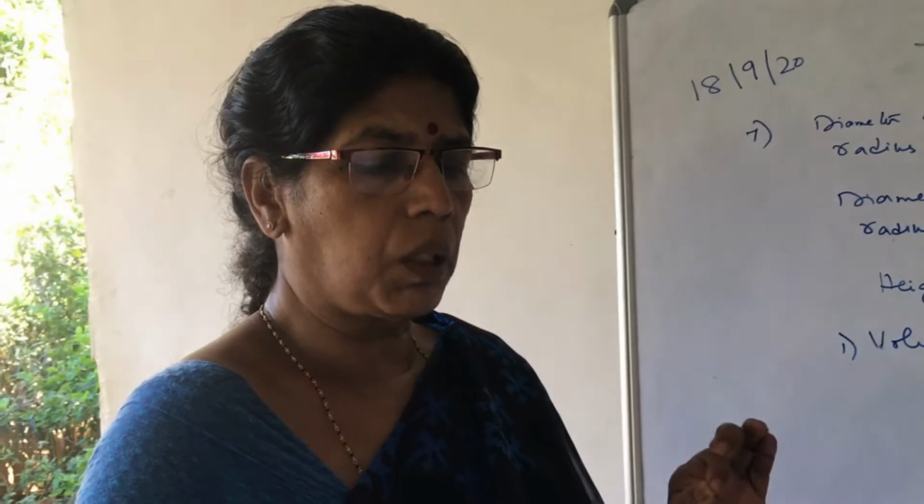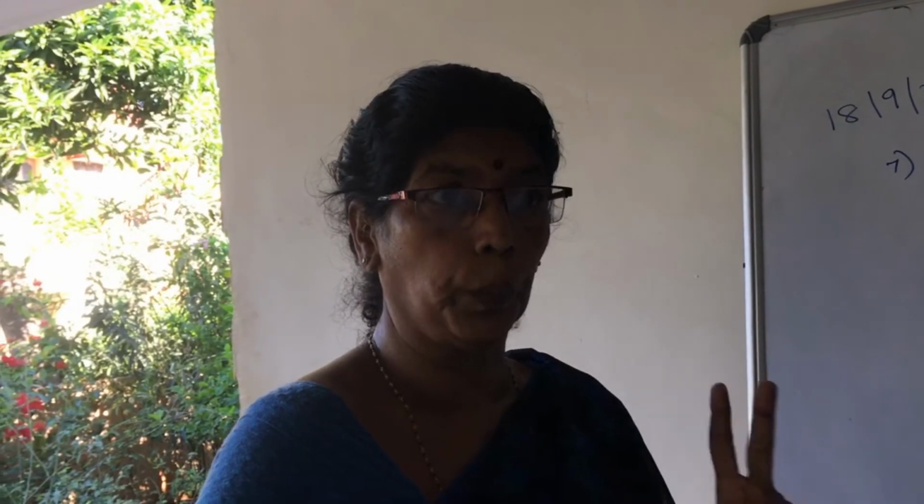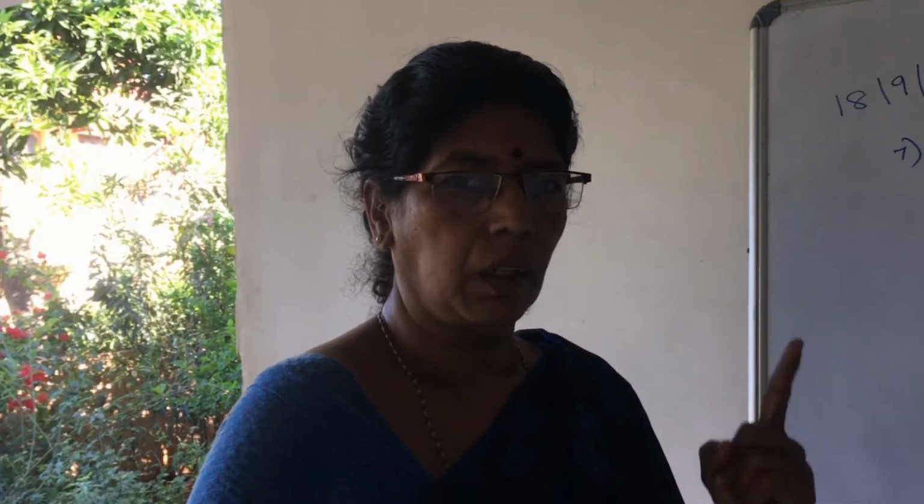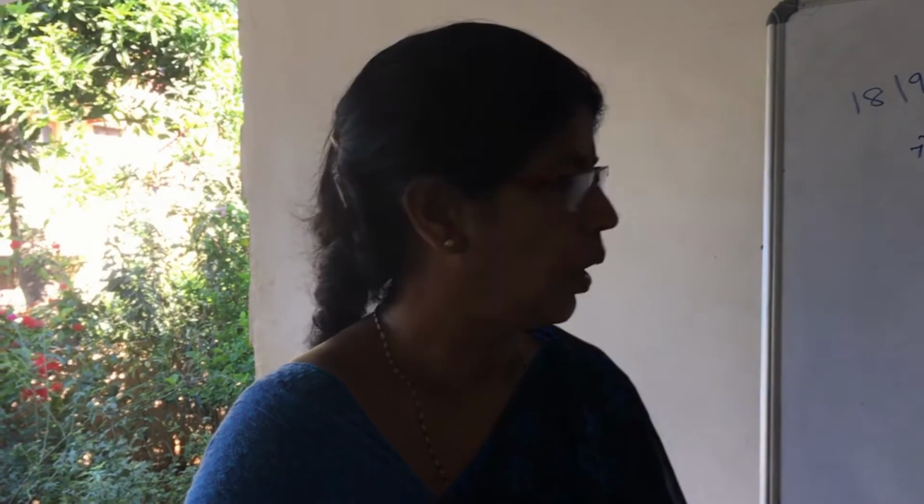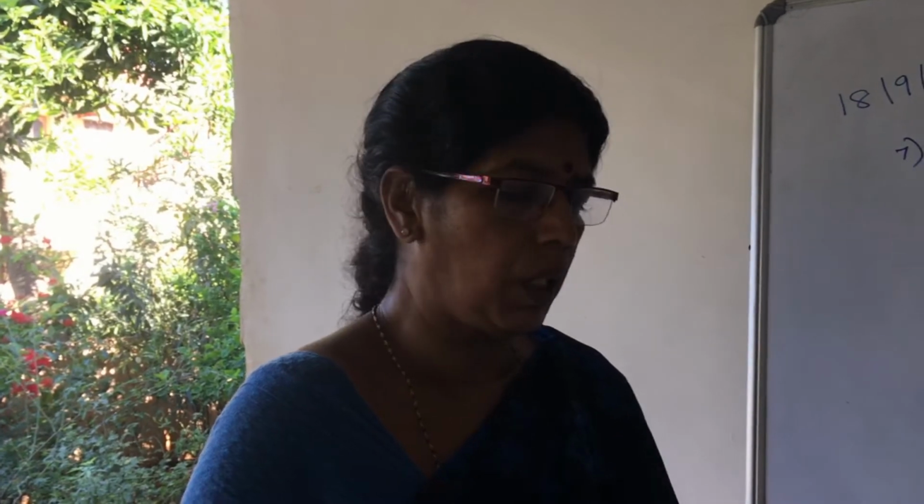1 centimeter is equal to 10 millimeters, means 1 centimeter cube is what? Cube. How many times? 10 into 10 into 10, that is 1000 millimeters cube. 1 centimeter cube is equal to 1000 millimeters cube.